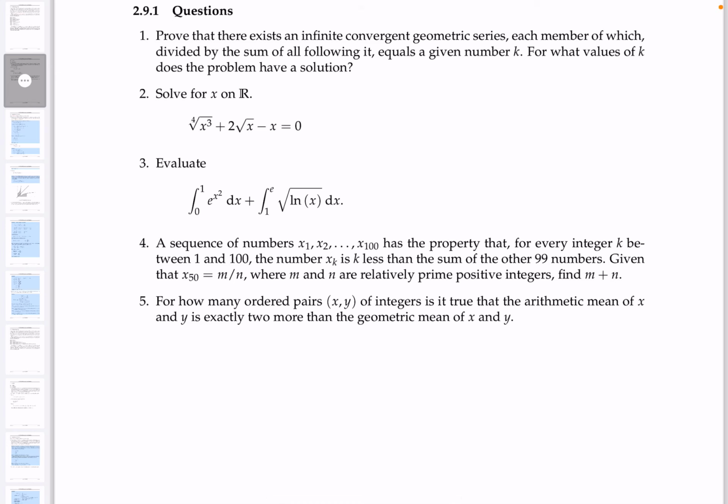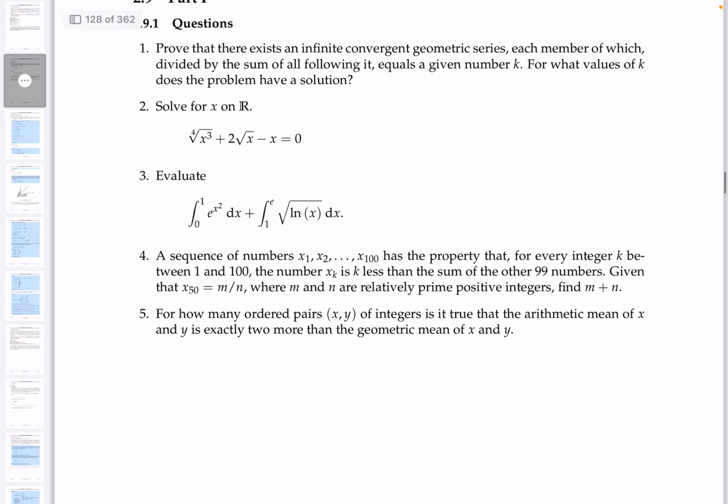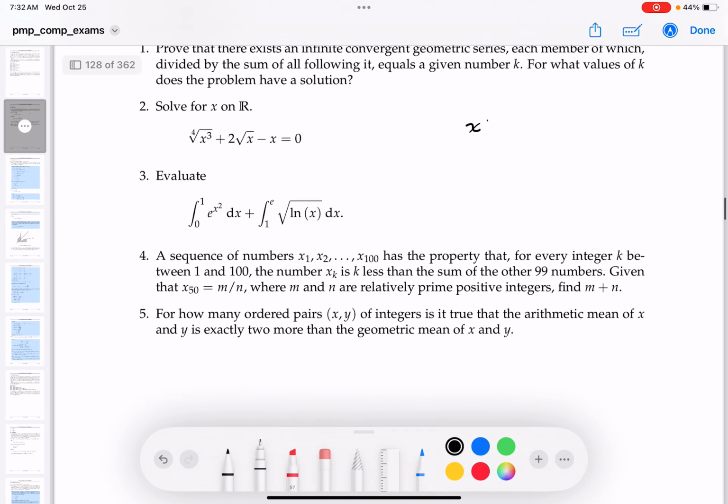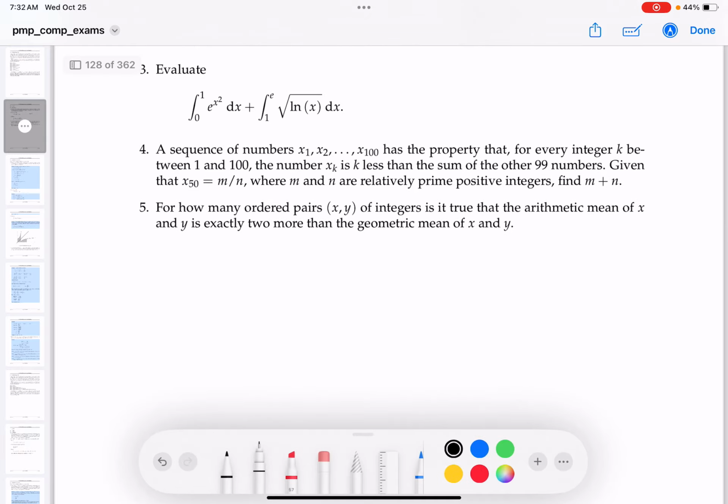Okay, for number two, it says solve for x, given that x is a real number. And looking at it, just looking at it, I know x has to be greater than or equal to 0. What I want to do now is go to the whiteboard, see if I can figure this out. This looks like a tough one. Let's go to the whiteboard.